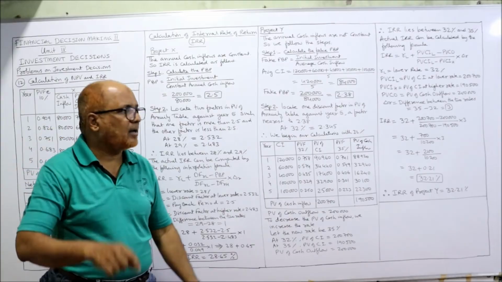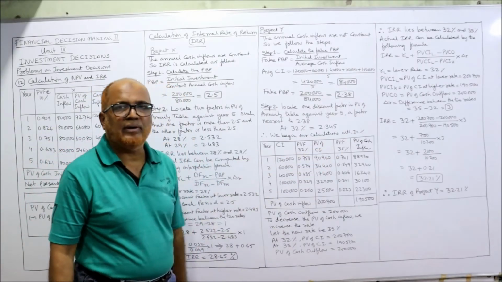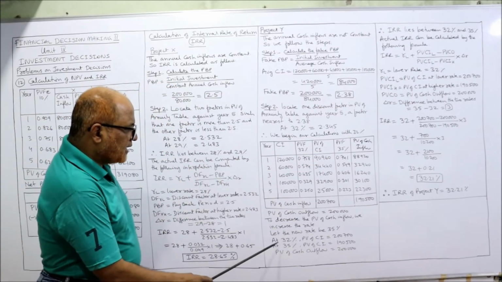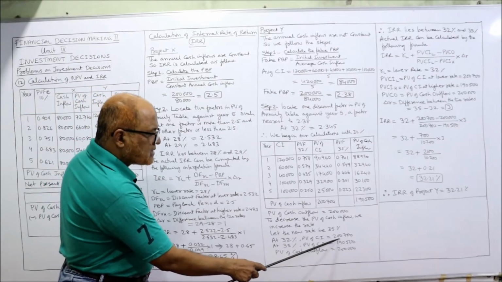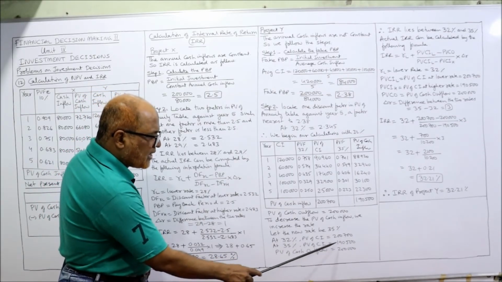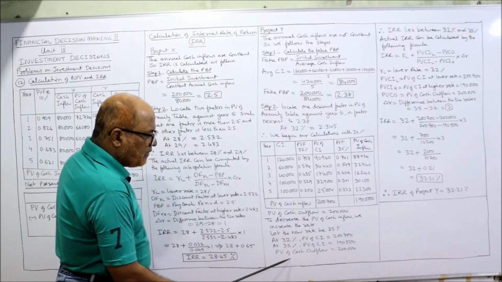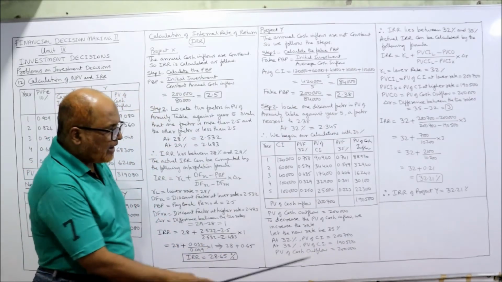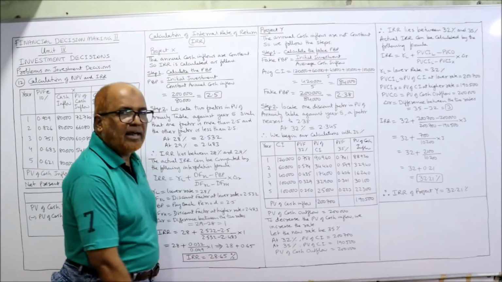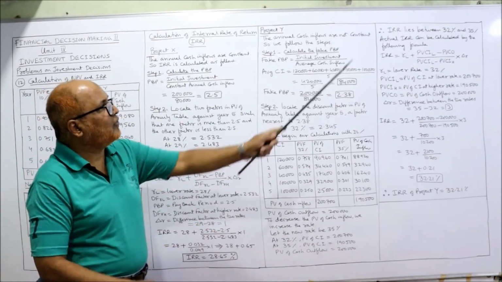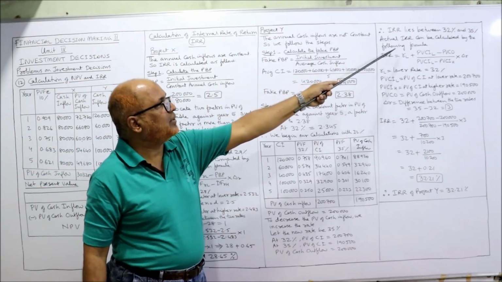That means our IRR lies between 32% and 35%. At 32%, PV of cash inflow is 2,700,000. At 35%, PV of cash inflow is 1,90,500. PV of cash outflow is 2 lakh. So one value is more than 2 lakh, the other value is less than 2 lakh. Therefore, IRR lies between 32 and 35%.